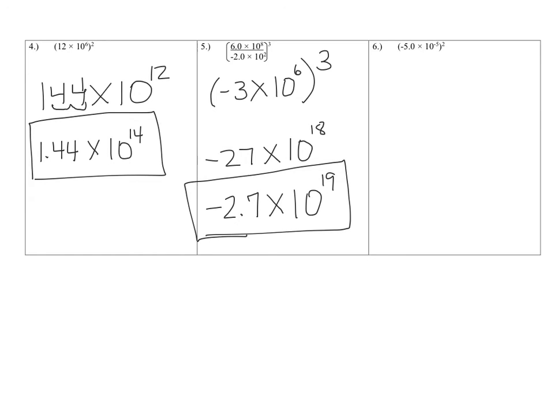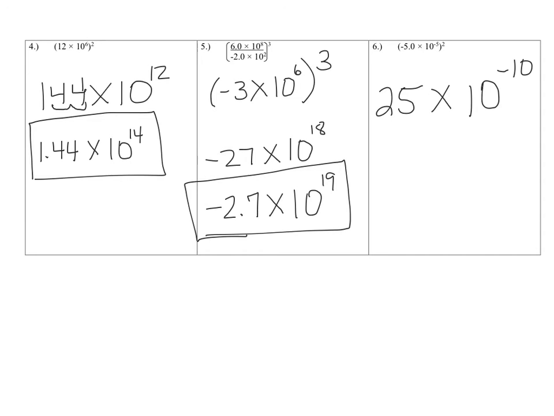All right, number 6. You're squaring this. Just square everything. So negative 5 squared is 25. Negative times negative is a positive. Don't forget that. And then multiply your exponents. 10 to the negative 10th is what you would get there.